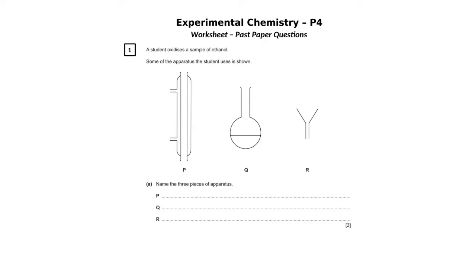So what exactly is P? P is called a Liebig condenser. Please familiarize yourself with all these apparatuses because they're going to ask these questions from you. What is Q? Q is a round bottom flask. They are pretty straightforward questions, and you can get almost 3 marks for these. And R is a filter funnel.